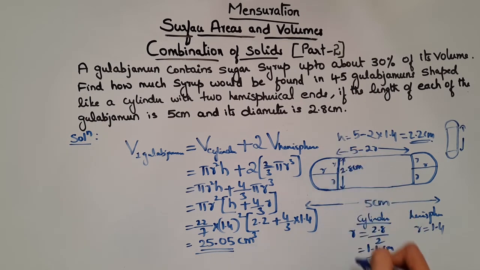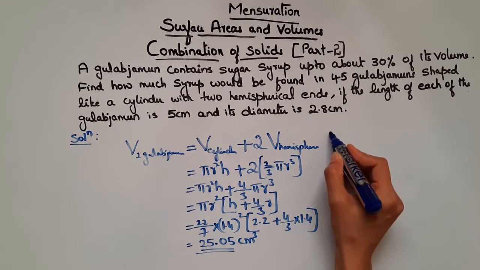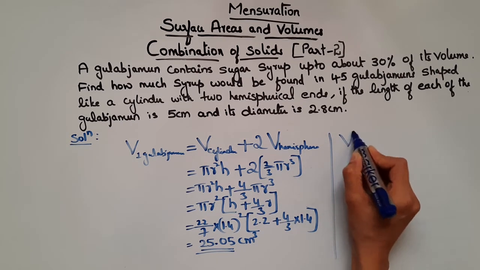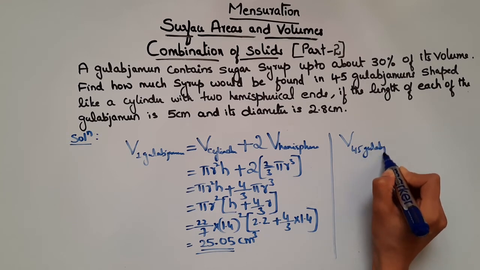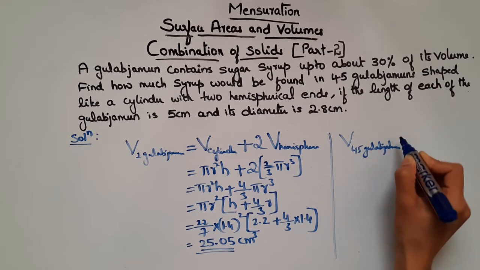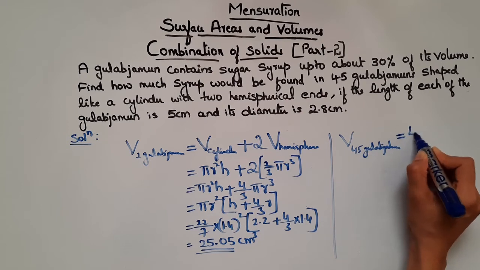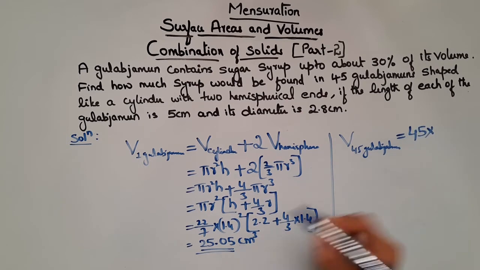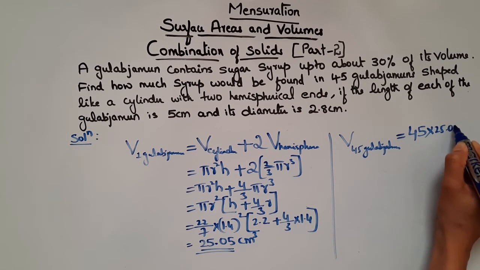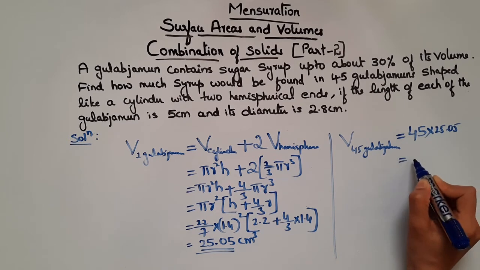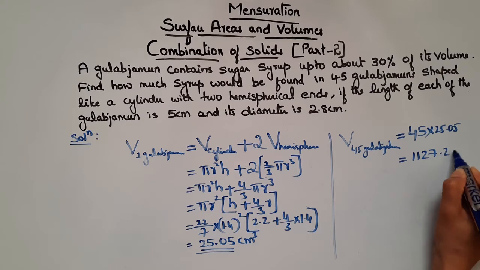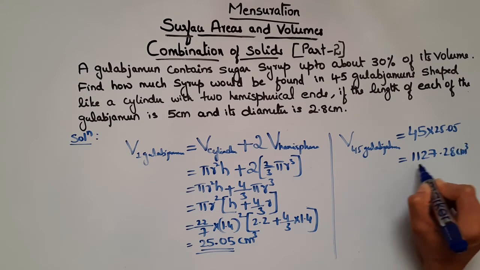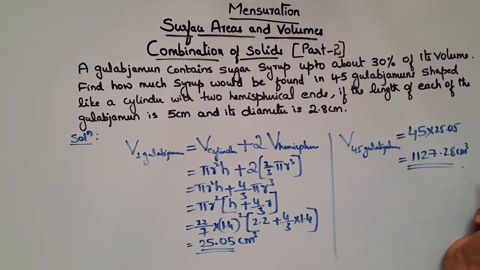Alright, so first let me erase this part. So let's continue. So volume of 45 gulab jamun is equal to 45 into 25.05, right? This will give you 1127.28 centimeter cube. So this is the volume of 45 gulab jamun.